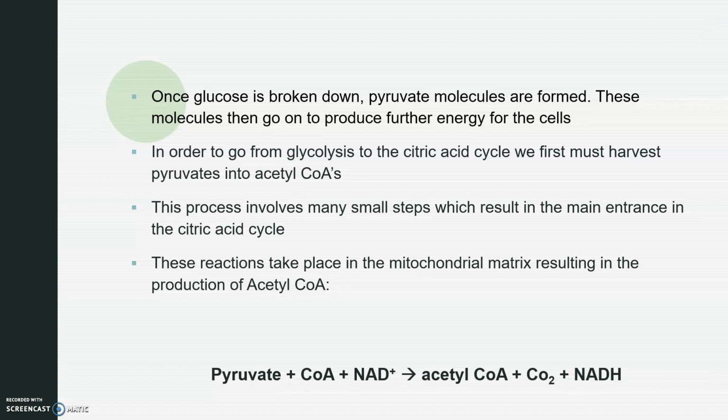And in order to go from glycolysis to the citric acid cycle, we first have to harvest those pyruvates into acetyl CoAs. So this process is going to involve many small steps, which result in the main entrance to the citric acid cycle. All of these reactions are going to take place in the mitochondrial matrix and again result in the production of acetyl CoA. So this is going to be summed up in the equation shown below.